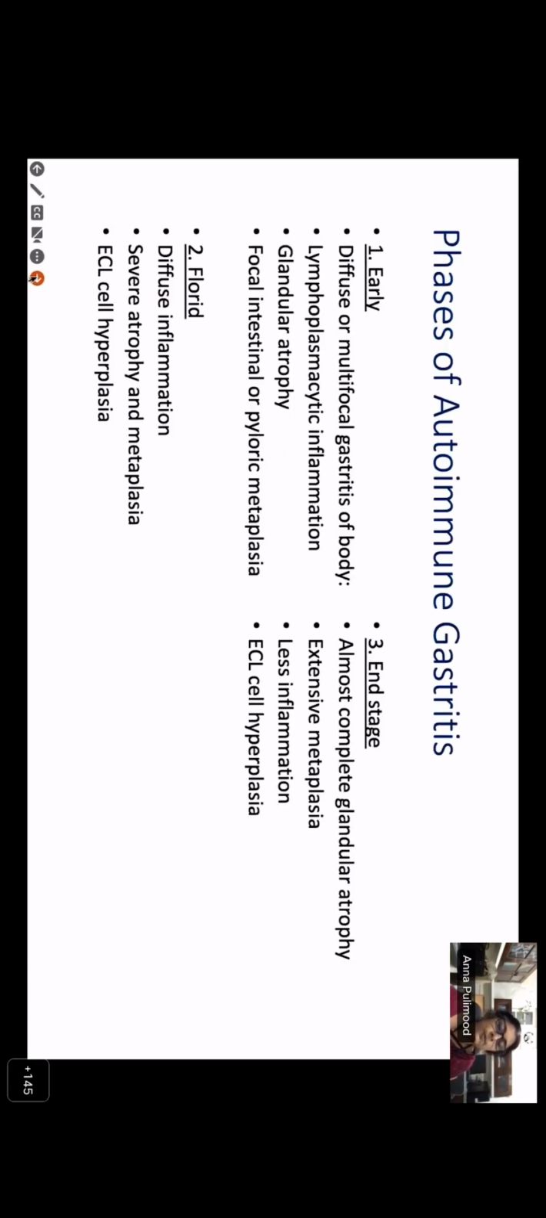So basically autoimmune gastritis has different stages. In the early stage, it will be focal atrophy and mild intestinal metaplasia. In the florid stage, you get severe atrophy and metaplasias with endocrine cell hyperplasia. In the end stage, the glands have almost completely disappeared and there's ECL cell hyperplasia with less inflammation. So in this particular case, it's between 2 and 3, like the end stage of autoimmune gastritis.